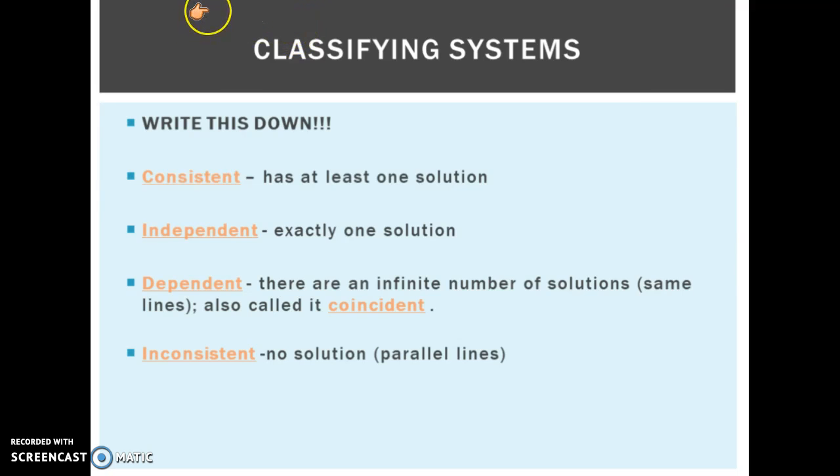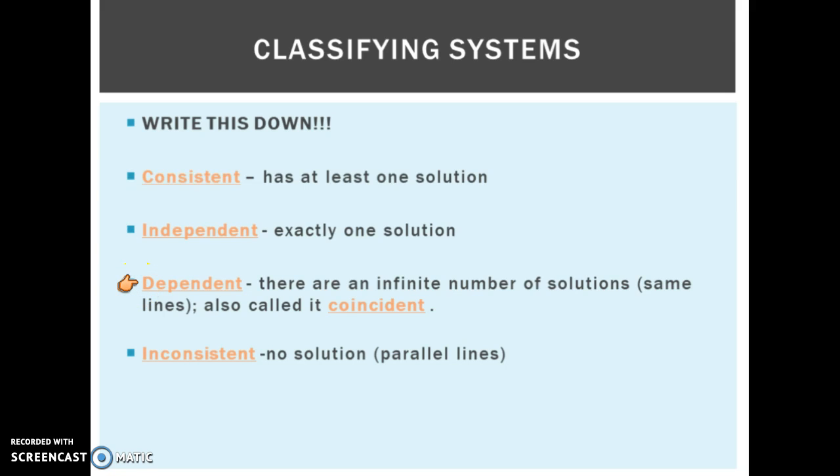So the next part of the lesson is talking about classifying the systems of equations. So make sure you have this written down in your notes. For classifying, they explain consistent as if there is at least one solution. So the two equations we just graphed, those are both consistent because they had at least one solution. They're independent if it is exactly one solution. So the two graphs we just did are also independent because there is exactly one.